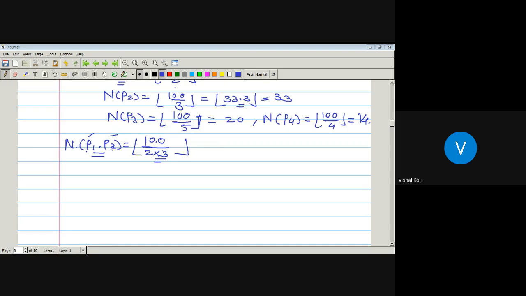That is the number of integers which are divisible by both 2 and 3. We just have to find the multiples of that LCM. What is the multiple of 2 and 3? It is 6. Either we can take 2 into 3 or the LCM of 2 and 3, both are the same thing, which is 100 divided by 6, which is equal to 16.